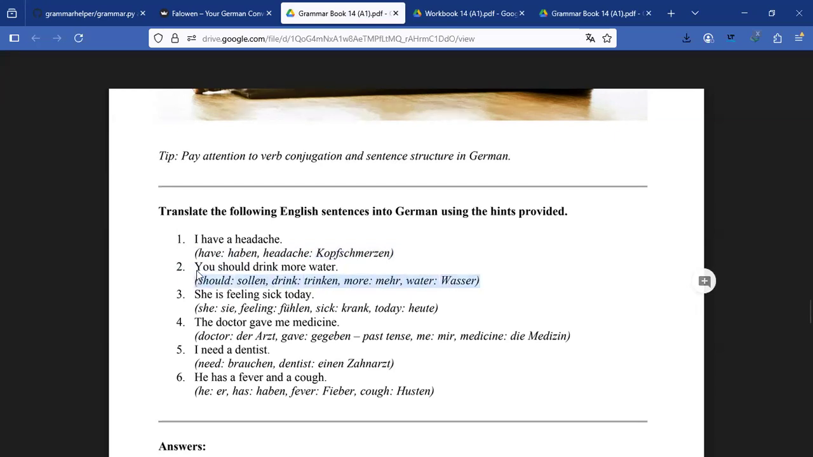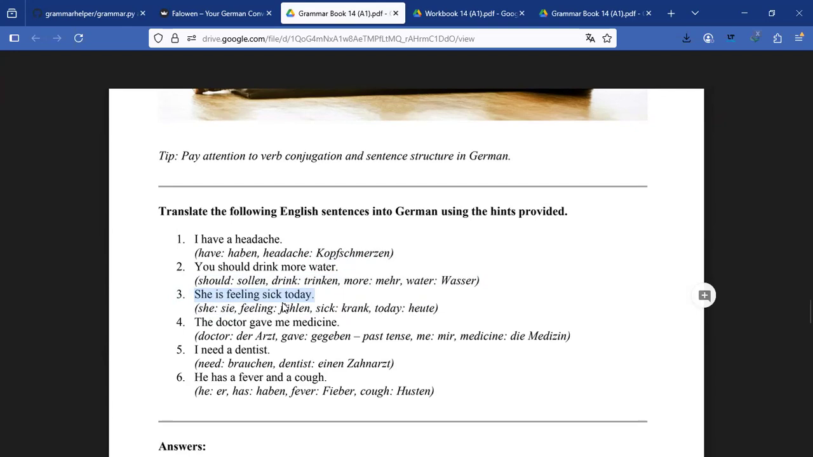The only thing that we are going to add is your pronoun. We have fühlen, sie, krank, and heute. So she is feeling sick today. How will you arrange that?